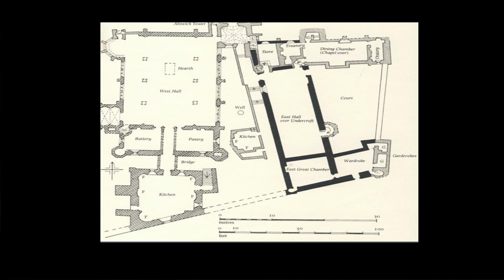Now, this is the Bishop's Palace at Lincoln, and what came about was the Great Hall with a kitchen linked to it at the end, with a buttery and a pantry, with 3 doors, the 3 doors giving access to the kitchen, to the buttery, and to the pantry.